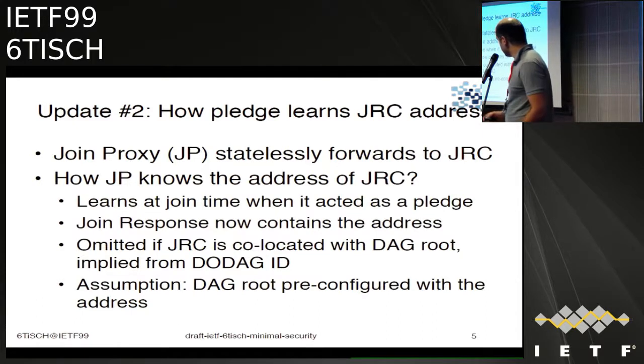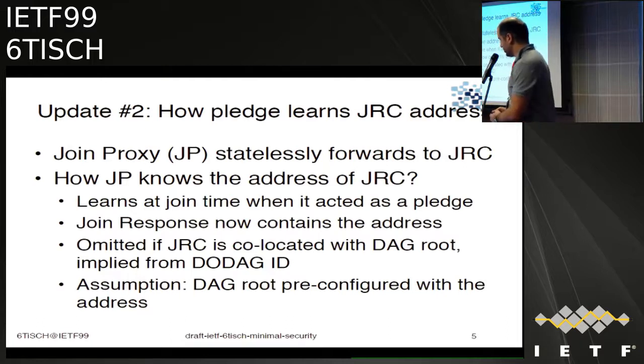But the issue is how the join proxy knows the IPv6 address of the JRC. And thanks to Michael, if I remember right, we settled on this approach where the address of the JRC is returned in the join response structure, such that the pledge at the time of the join learns the address of the JRC. And we did an important optimization in the most common use case, when the JRC is co-located with the DAG root, to omit the IPv6 address of the JRC and imply it from the DODAG ID.